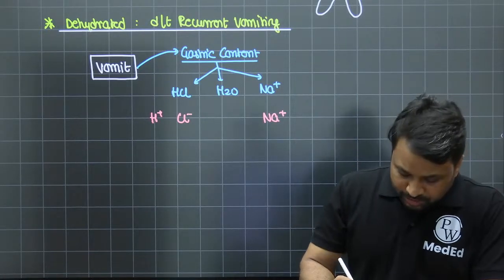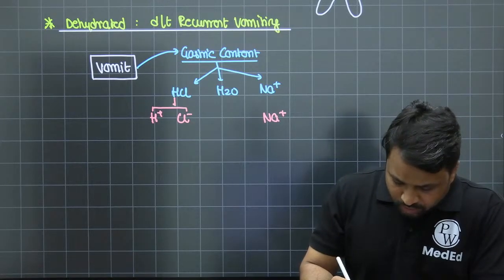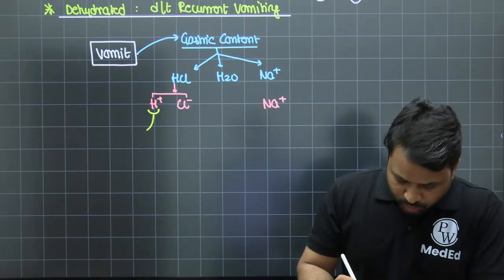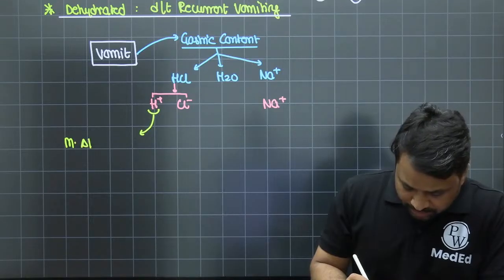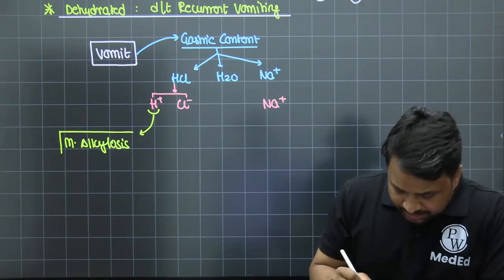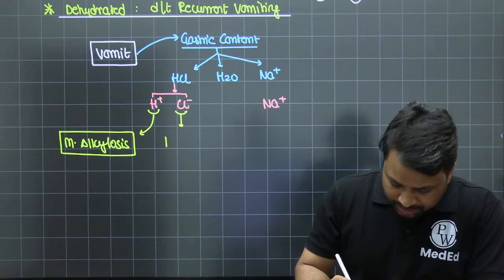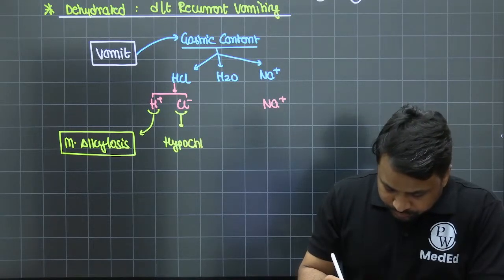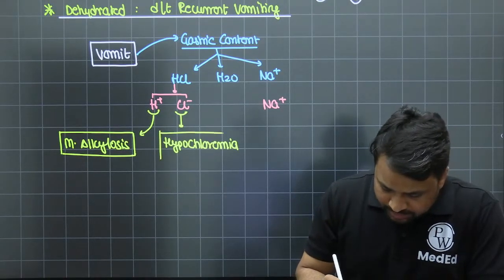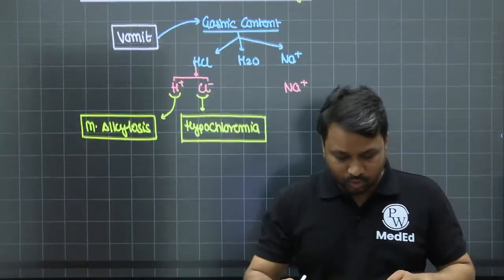Now, because you're losing protons and chlorides because of the vomitus, the loss of protons is what we call metabolic alkalosis. Because protons are being lost, the body will move towards an alkaline status. So this is the first thing, that is metabolic alkalosis. Then it will result in hypochloremia. So the two electrolyte imbalances that I can see straight away are metabolic alkalosis as well as hypochloremia.